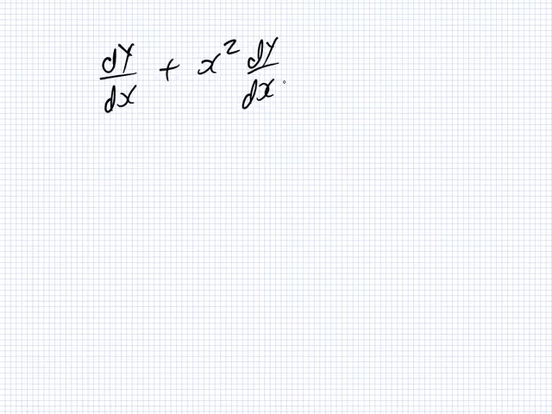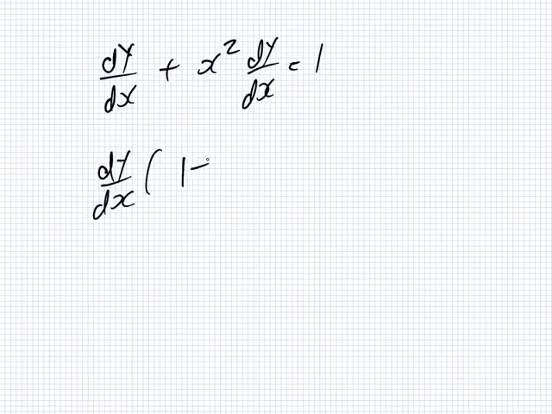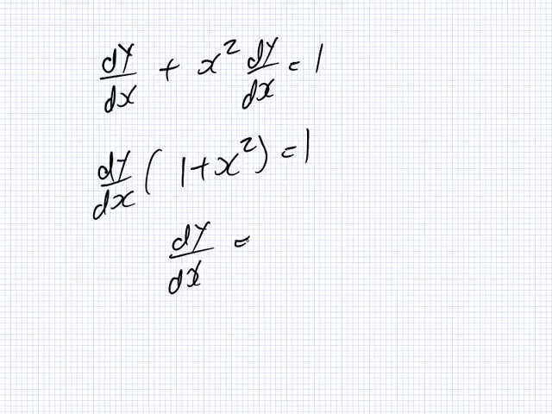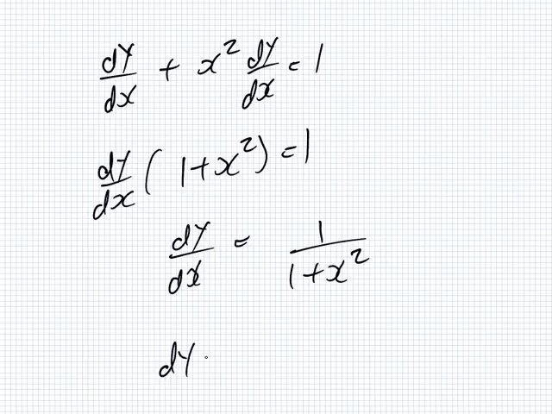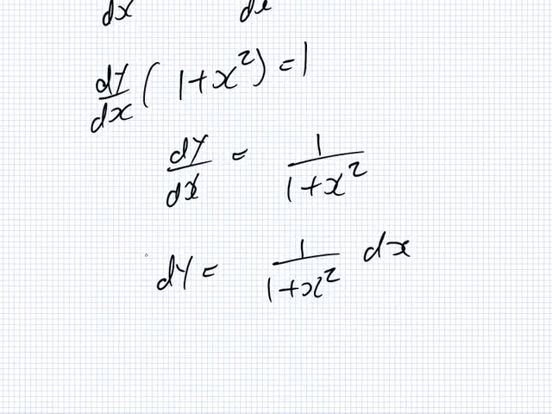Yeah, well, I did see it because I wrote it. So 8: dy/dx plus x squared dy/dx equals 1. Okay, so what do I do first? Take out dy/dx, so you have (1 plus x squared) dy/dx equals 1, and then we divide. And then we multiply: dy equals 1 over 1 plus x squared dx. And then we integrate.